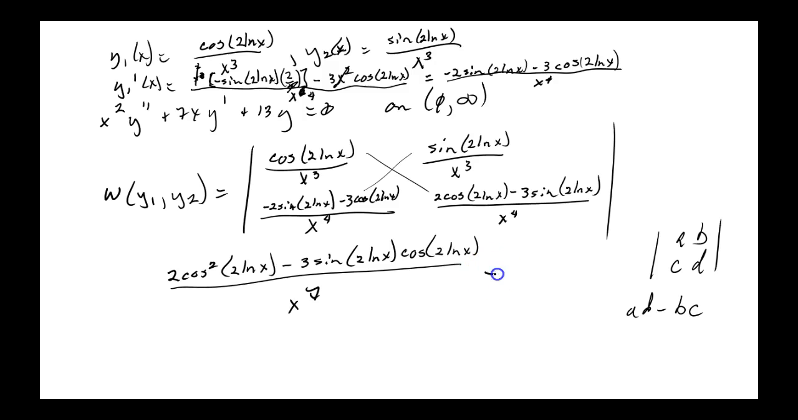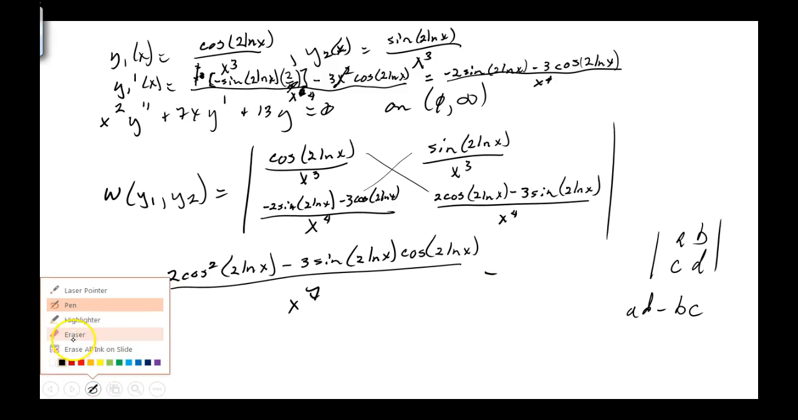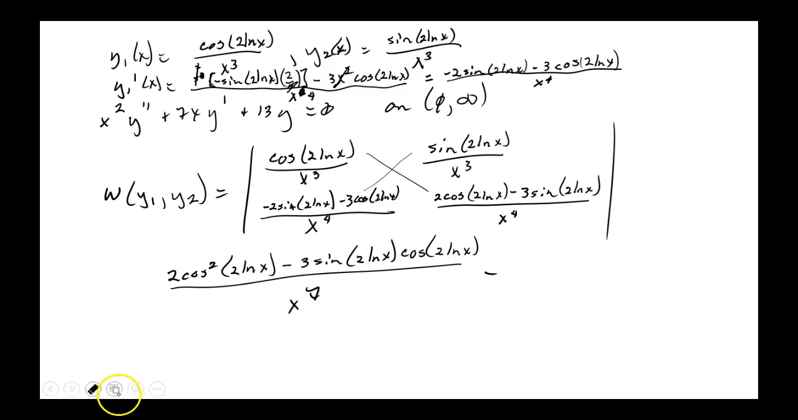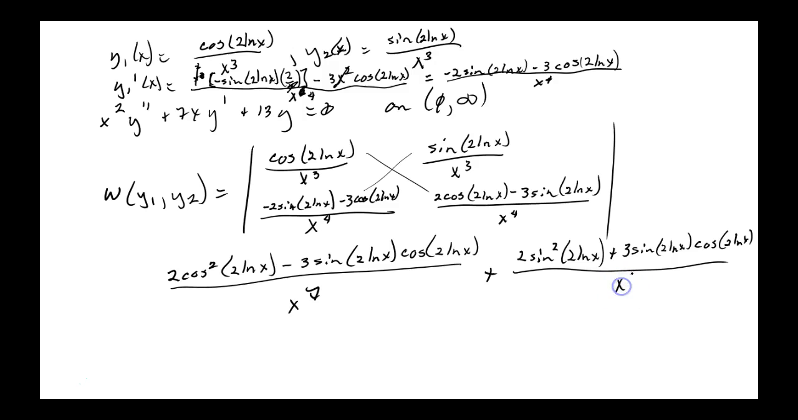Then it's minus. I'm going to try to condense that a little bit, because I don't have enough room to write it as leisurely as I did this last one. That's going to be minus a minus, so that's going to be a plus, because that bottom was minus, 2 sine squared 2 ln x. Got a cold coming on? Yeah. I'm sorry. Plus 3 sine of 2 ln x cosine of 2 ln x. And that's also over x to the 7th.